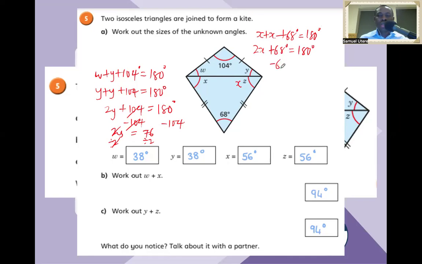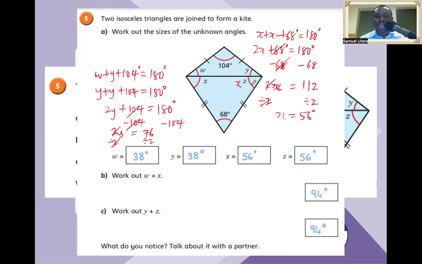So if we subtract 68 from both sides, remember whatever you do to one side of the equation, you have to do it to the other. So 2x will be equal to 180 minus 68, which is equal to 112. And of course, 112 divided by 2. Remember, our aim of solving the equation is to make the x stand on its own so that we can find what it actually is. So x is 56 degrees.